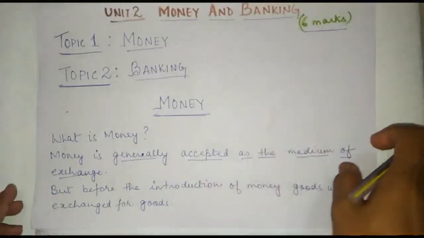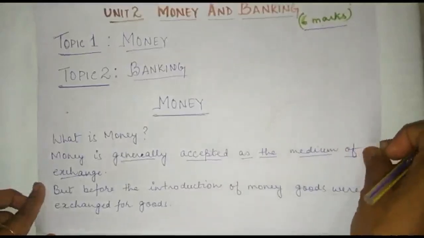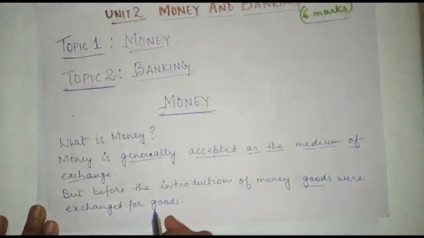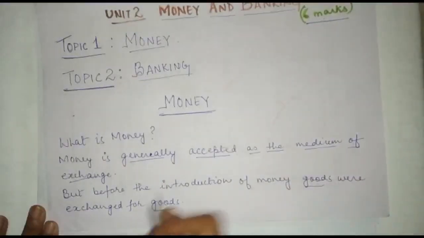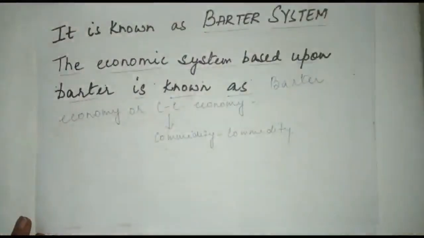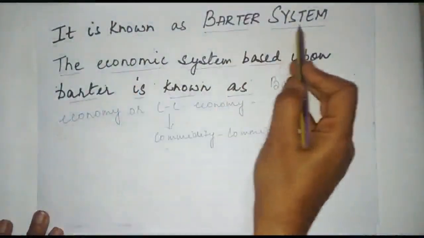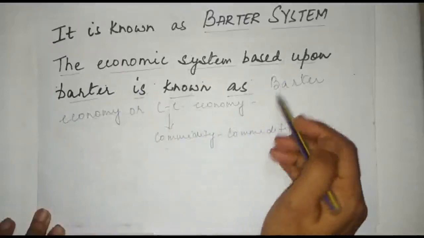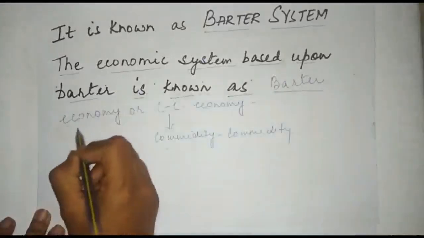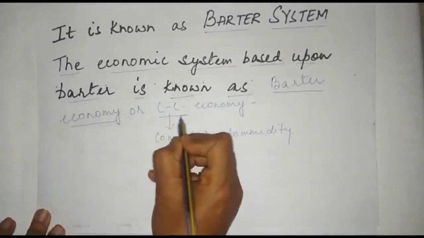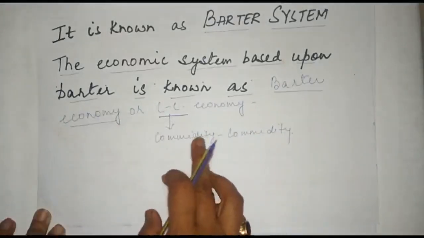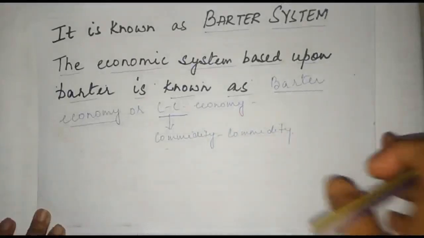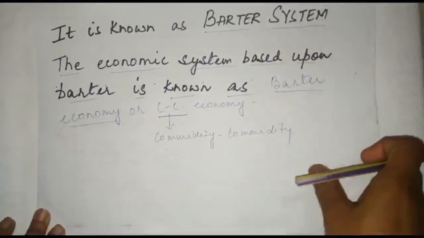But before the introduction of money, goods were also exchanged. But at that time, goods were exchanged for goods. This system was known as the barter system. And the economic system based upon barter is known as barter economy, or we call it C-C economy. C-C economy means commodity economy. When a commodity is exchanged for a commodity, it is known as C-C economy.